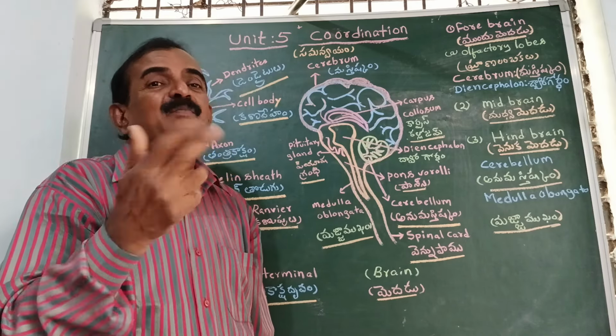We discussed the functions of the forebrain. The forebrain consists of olfactory lobes, which are concerned with the sense of smell. I already gave a brief description of the cerebrum and its function. The diencephalon is also an important part, and it plays an important role in controlling several activities. So we discussed the functions of the forebrain.